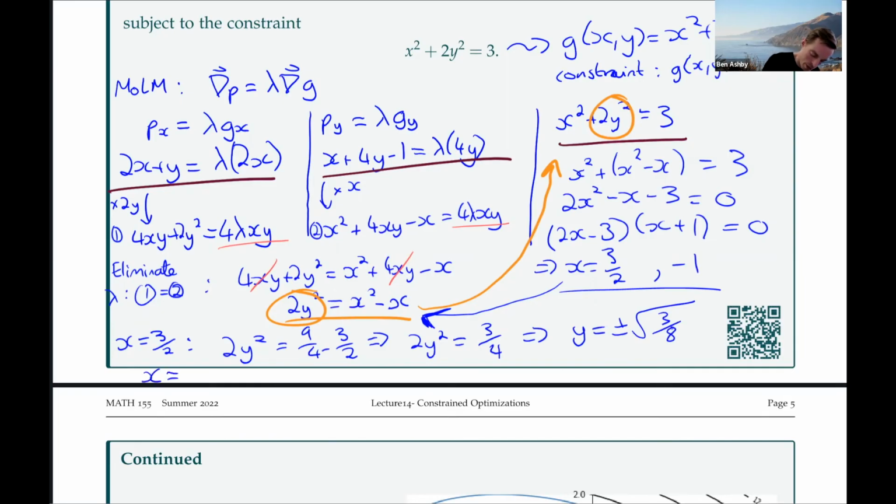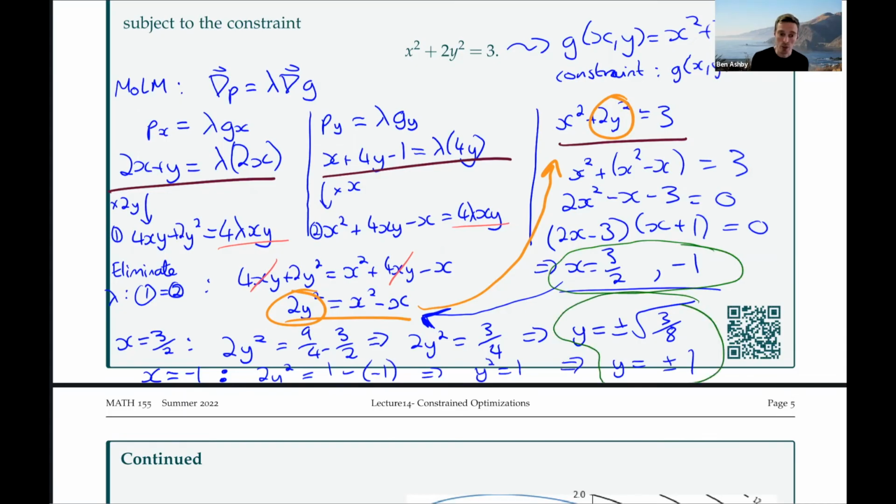If we think about what happens when x is equal to minus 1, again substituting this into this equation here, we end up with 2y squared is equal to 1 minus 1, which implies that y squared is equal to 1, or y is equal to plus or minus 1. So this means that we now have values for x, we have corresponding values for y, and that means we've identified all of our extrema.